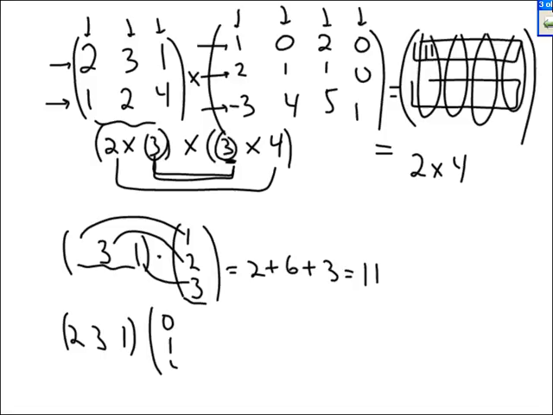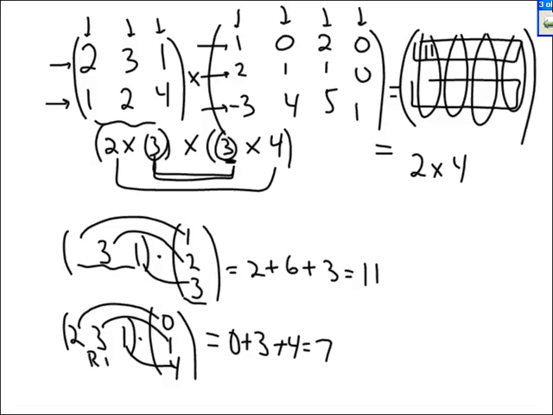Now I dot the first row with the second column, 0, 1, 4. 0 plus 3 plus 4, that's 7. Row 1 by column 2. That's where I put the answer: row 1, column 2.